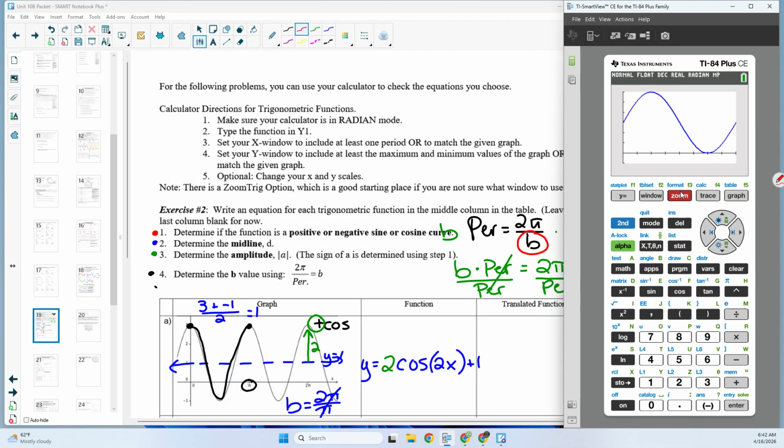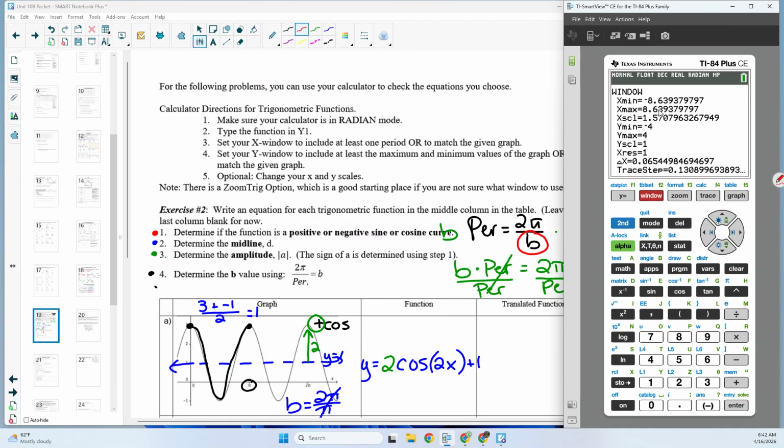One more thing I'll show is if you're just not even sure what to use for your window, if you do a zoom trig, which is zoom 7, it's going to give you a decent viewing window. If I look at my window here, it goes from -8 to 8, -4 to 4. So that is a standard trig viewing window, but usually we just want to set the window ourselves.